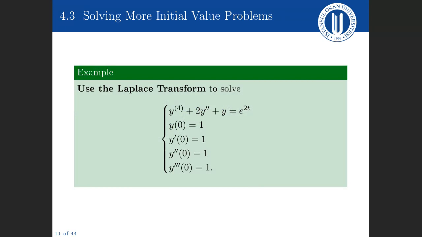Our third and final example in this section: use the Laplace transform to solve the fourth derivative of y plus 2y double prime plus y is equal to e to the power 2t, with the initial conditions y of 0 is 1, y prime of 0 is 1, y double prime of 0 is 1, and y triple prime of 0 is equal to 1. Now we have a 4th order differential equation to solve.